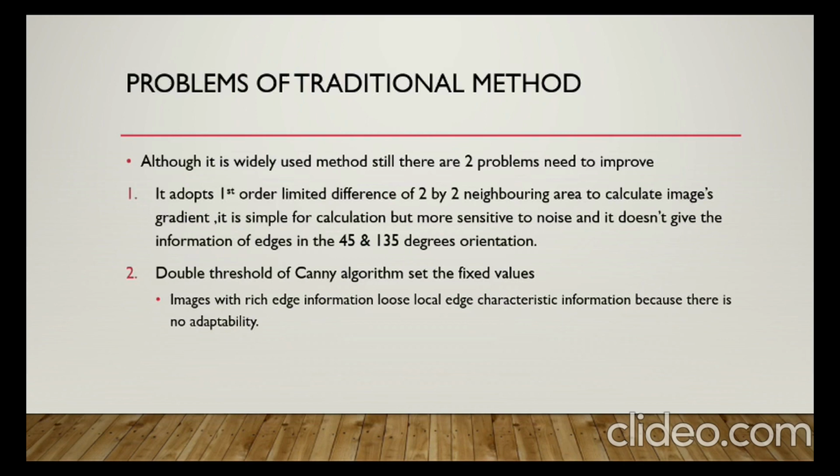And the second one is, in the last step we are using two threshold values, that is high threshold value and low threshold values. In this traditional Canny edge algorithm, those two threshold values are manually fixed by looking at the images, but this is not applicable to some of the cases. Just assuming if an image contains a rich edge information, in that case, if we are using the fixed values, we are going to lose some of the information about the edges. So this is the second problem.